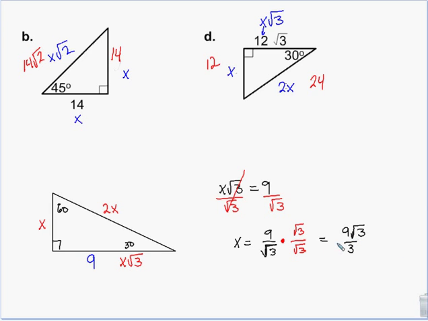And then 9 and 3 divide evenly. If they didn't divide evenly, you would just leave it the way it is. So if this was like a 5, it would be 5 times the square root of 3 over 3, but it's a 9. 9 divides by 3 3 times. So my answer is 3 square root of 3. That's x. That is what goes over here. Then 2x is going to be 2 times 3 square root of 3, so 6 square root of 3.